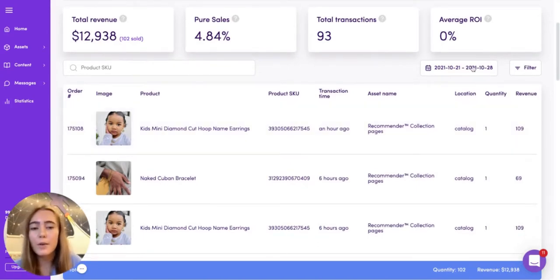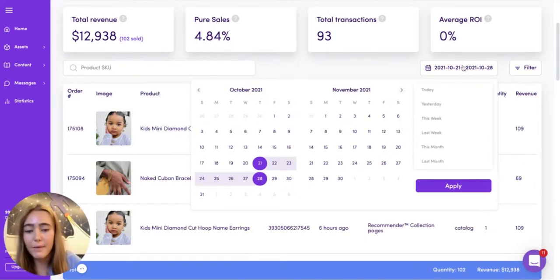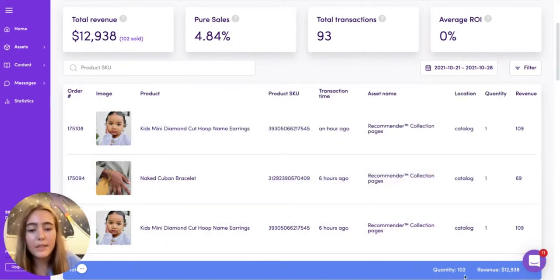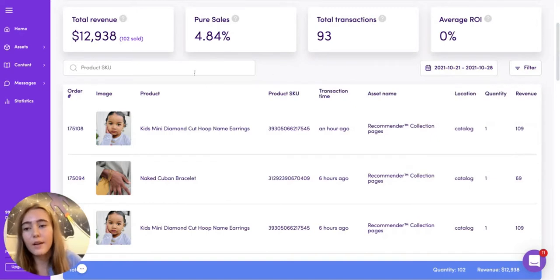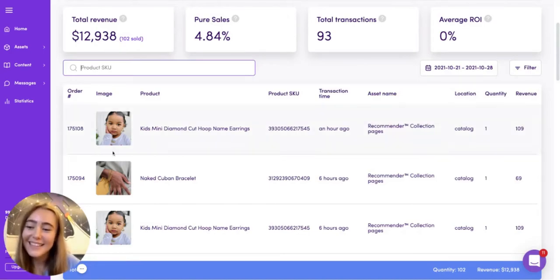Here, of course, you also have the option to filter by time frame. And on the bottom, you'll see the quantity of pure sales and the revenue generated by the pure sales. You can also filter by the asset you want to look at, or just look for a specific SKU and see how many pure sales of that product. That's it.